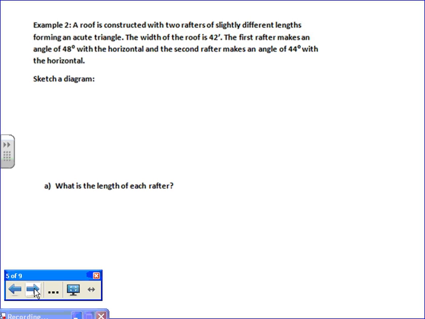Let's sketch a diagram. So if this is my house, the first thing I have here is the width of the roof. So the width is 42. Let's go ahead and draw that. So this is going to be the width is equal to 42 feet, just like that. Okay, there's that information here. And I'm told that the first rafter of my roof makes an angle of 48 degrees. So I can sketch in an angle here of 48 degrees. Okay, so that's going to be rafter 1.